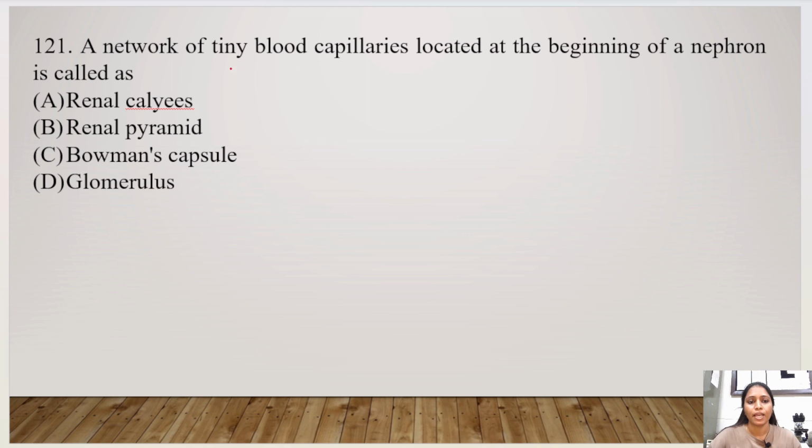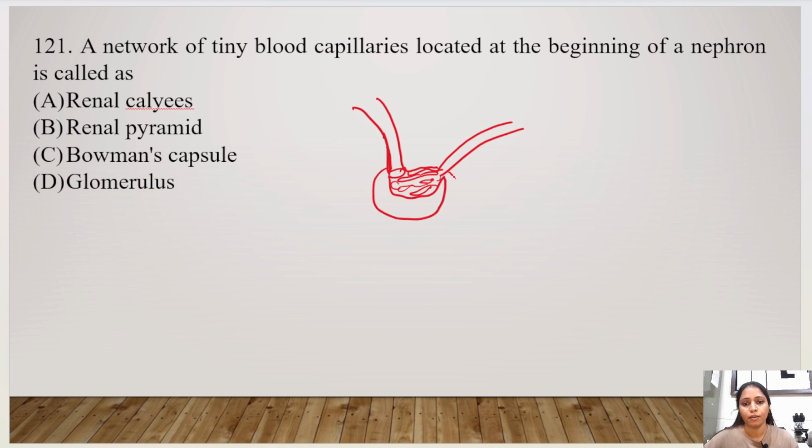This question is from the excretory system. A network of tiny blood capillaries located at the beginning of the nephron is called? As we all know, this is the afferent arteriole and this is the efferent arteriole, and here a network of capillaries is found, and this is surrounded by the Bowman capsule. So these blood capillaries are known as the glomerulus.